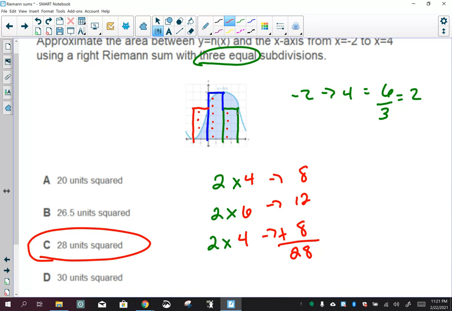Because it's the right, we started in this direction over here and worked our way in that direction, and made sure that we had our 3 equal subdivisions and that every right corner of these rectangles is actually touching. All right.